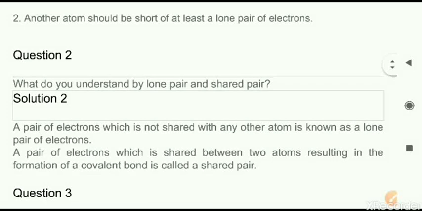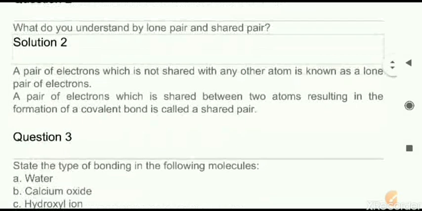The question 2, what do you understand by lone pair and a shared pair? Lone pair is what? The pair of electrons which is not shared with another atom. On the other side, the shared pair, the name itself is telling it is a shared pair of electrons. Shared pair forms a covalent bond. Lone pair forms a coordinate bond.